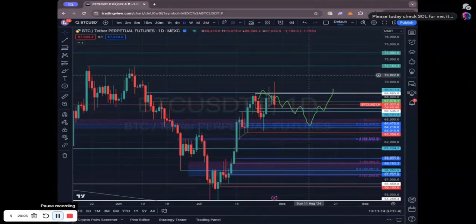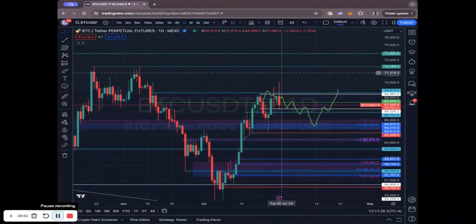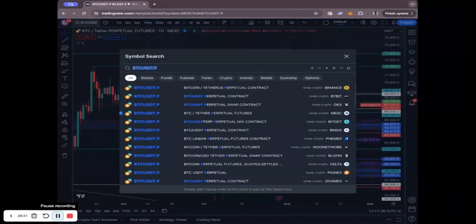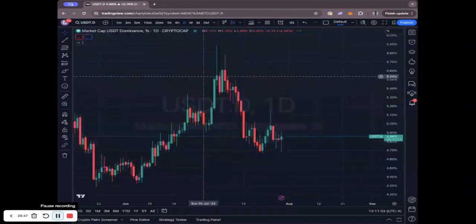Yes, we will go over Sol for sure. Excellent. So I guess with that said, it is about 11 minutes past the hour. Going to first dive into USDTD. From there, we can go into everything else.